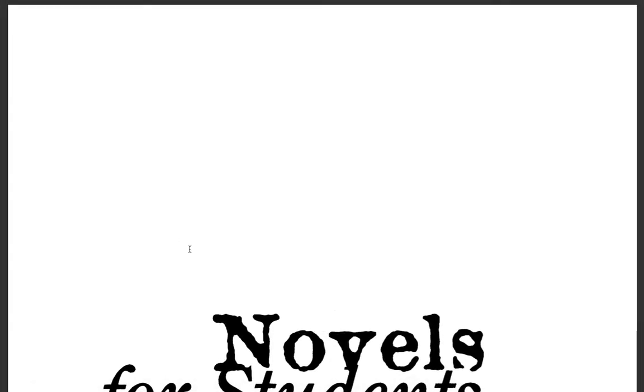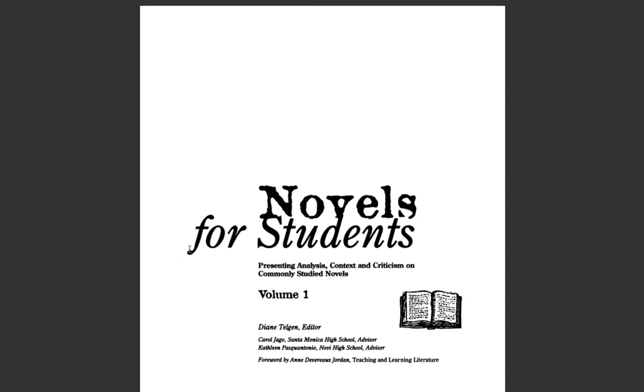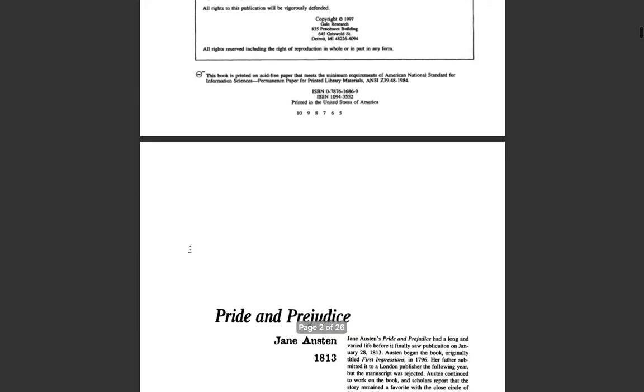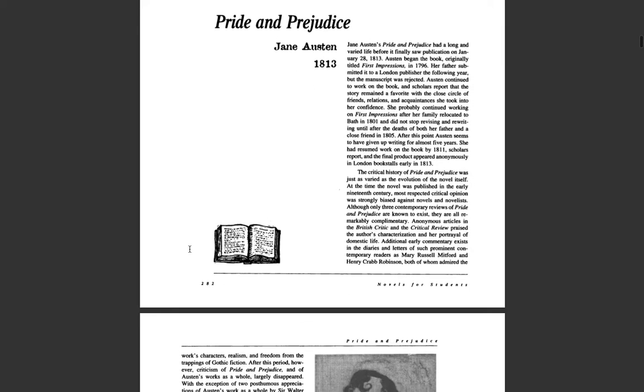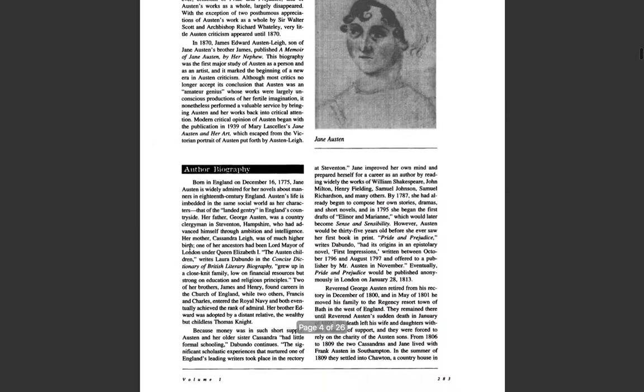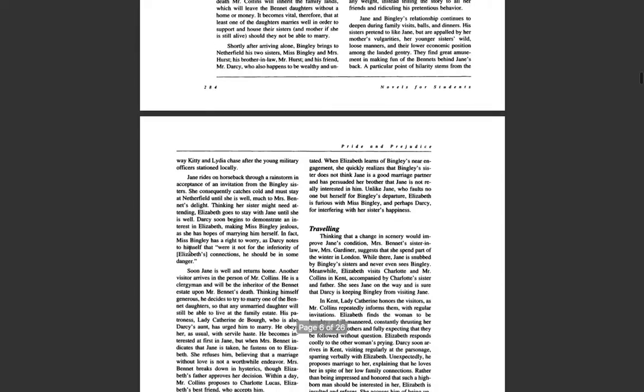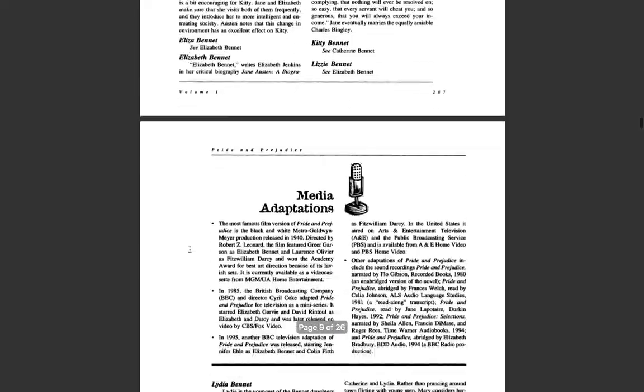Hey guys, today we're going to be talking about Novels for Students, how to cite it in your works cited. There are really two different parts of Novels for Students that you have to cite. One is these first several pages. This is just an example from Pride and Prejudice. These first several pages go over biography and plot summary and themes and characters and all of that.